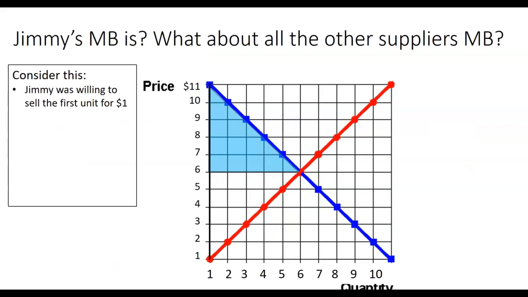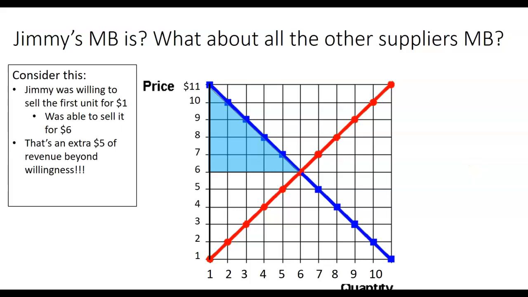So we have Jimmy. Jimmy says, I'm going to sell the first unit for $1. He was able to sell for $6. It's an extra $5 of revenue beyond what they're willing to do, beyond their willingness. That is the producer additional surplus benefit, or producer surplus. So here we got Jimmy, and there's their $5 of additional surplus benefit.